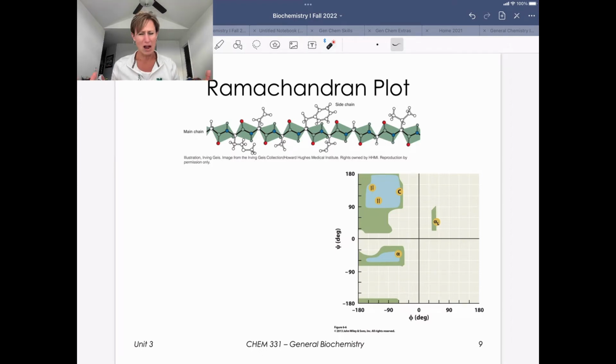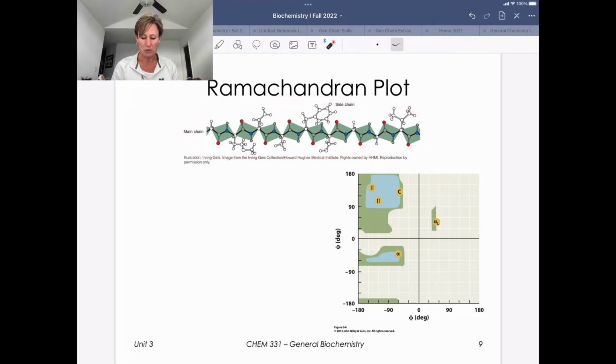What the heck is a Ramachandran plot? Well, we're going to go through that today, but to start understanding what a Ramachandran plot is, we need to first understand what we think about when we think about protein structure. So, up on the top here, we have a protein.